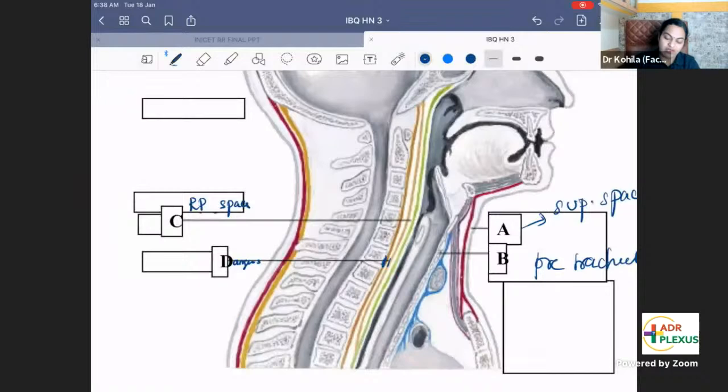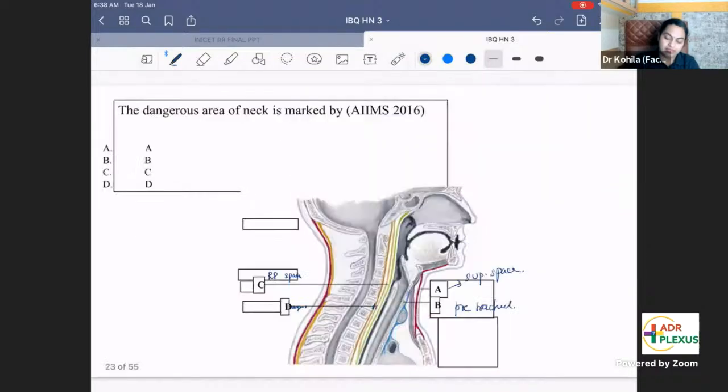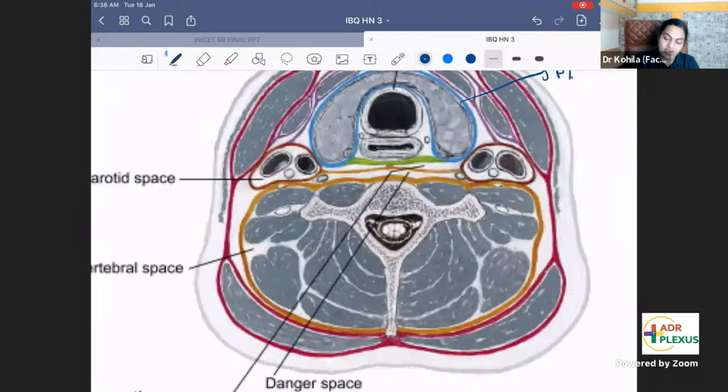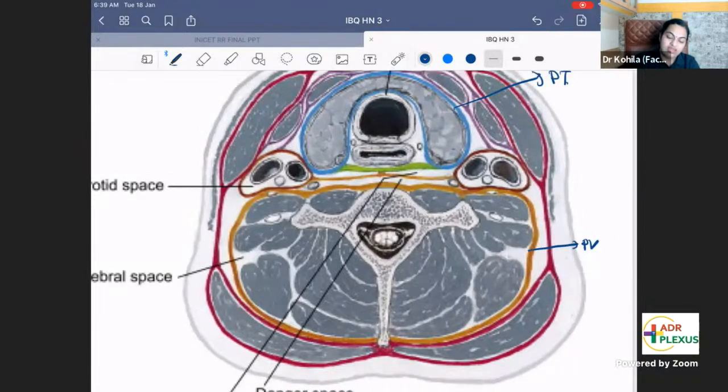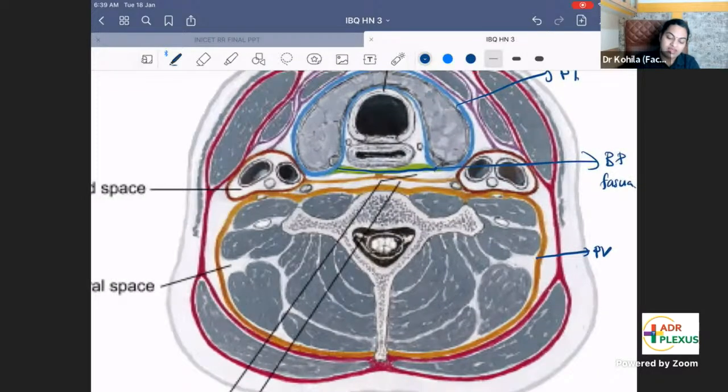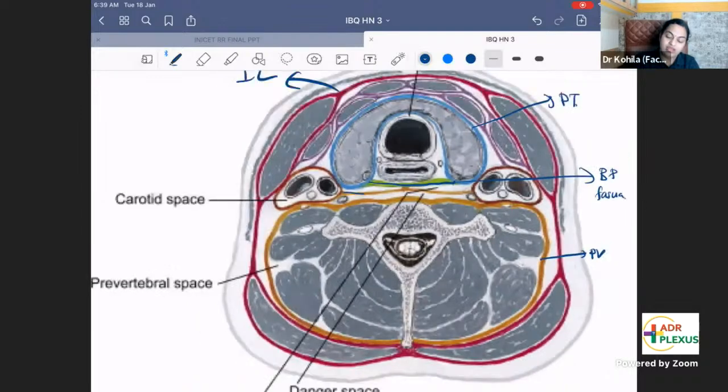Okay, danger space of neck, option D. The blue one here is the pretracheal fascia. The orange one here is the prevertebral fascia. The green line that you see here is the buccopharyngeal fascia. Right? So this space, what happens, this prevertebral fascia divides into an anterior layer and a posterior layer.